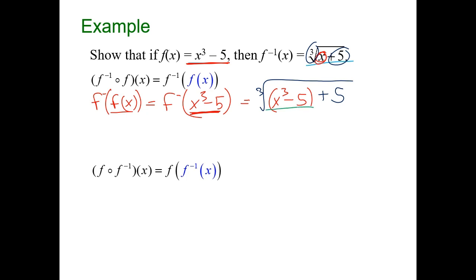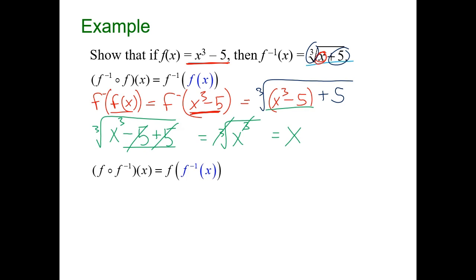Now I check to see, do I have any multiplication outside of my parentheses? No, so I can go ahead and get rid of my parentheses. And so I'm left with the third root of x to the third minus 5 plus 5. And then we're going to combine like terms. Well, if I have a negative 5 and a positive 5, those are going to cancel out, leaving me with the third root of x to the third. And then if I take the third root of x to the third, I end up with just x.